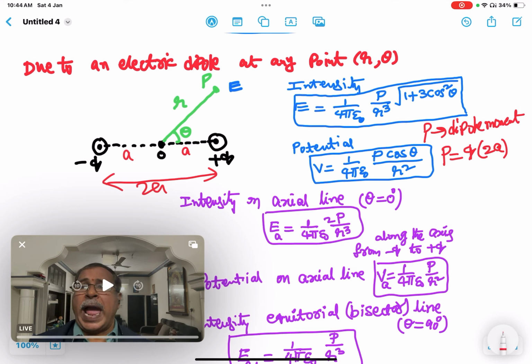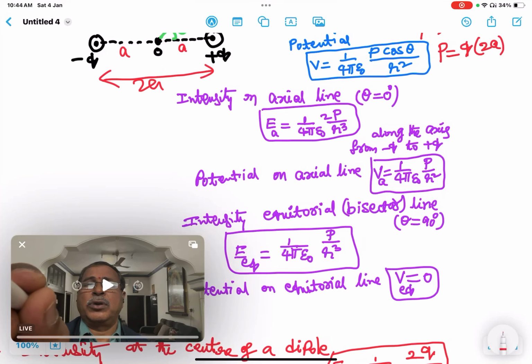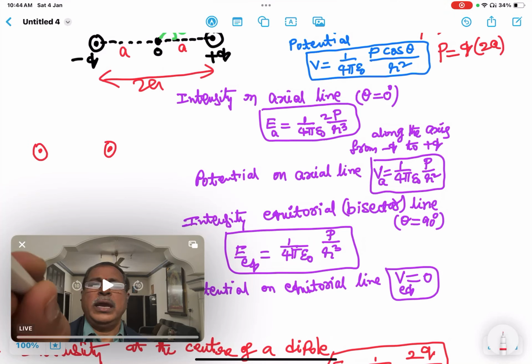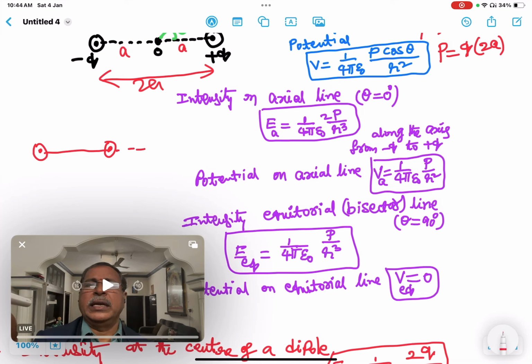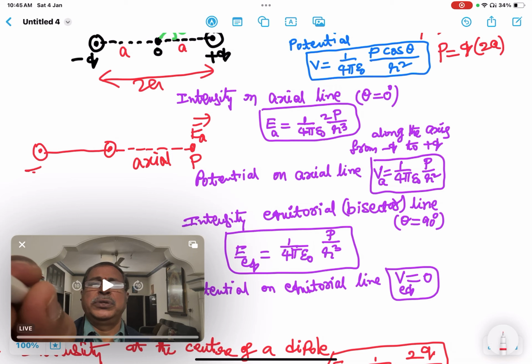Now intensity on axial line. How can you get the axial line here? I am scrolling it up. Now I am drawing the dipole here. So this is a dipole. This is the length of the dipole, and the line extending is called the axial line. On the axial line, at this point, we want the intensity. Its direction is from minus q to plus q.